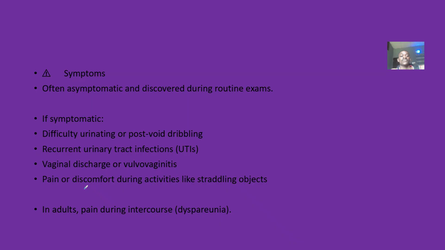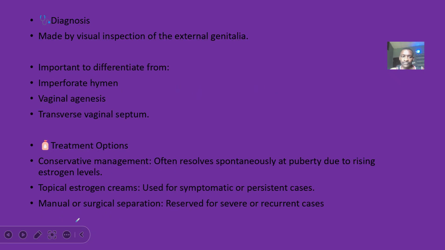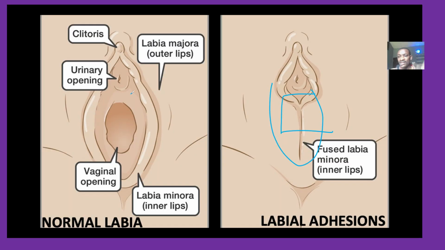Okay, so symptoms: difficulties urinating. You have infections that are always coming back after you treat it. Okay, vaginal discharge or inflammation of the vulva and the vagina. So pain or discomfort during activities. So in adults, they can have pain when they are trying to have sex. Okay, so diagnosis is made by visual inspection. You just can see it outside.